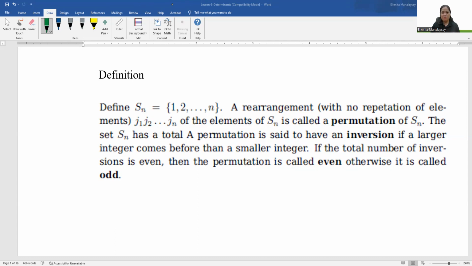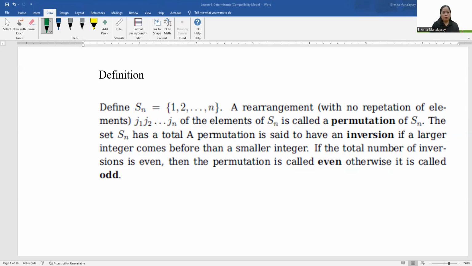Define S sub n to be a set containing the numbers 1, 2, 3 up until n. Then a rearrangement, without repetition, of elements j sub 1, j sub 2, up until j sub n of the elements in this set is called a permutation of S sub n.